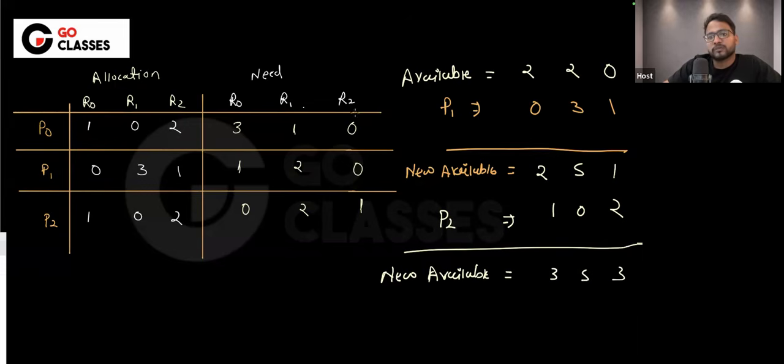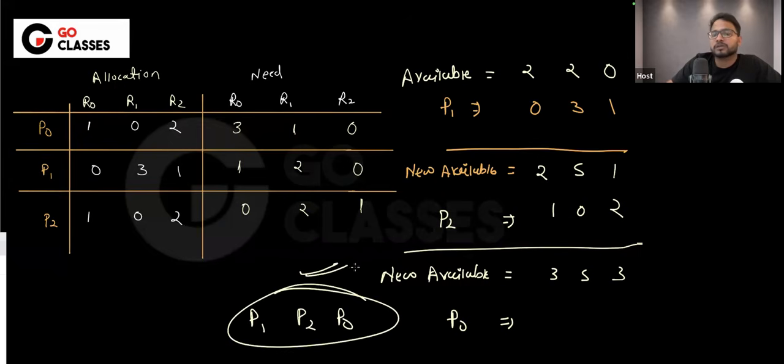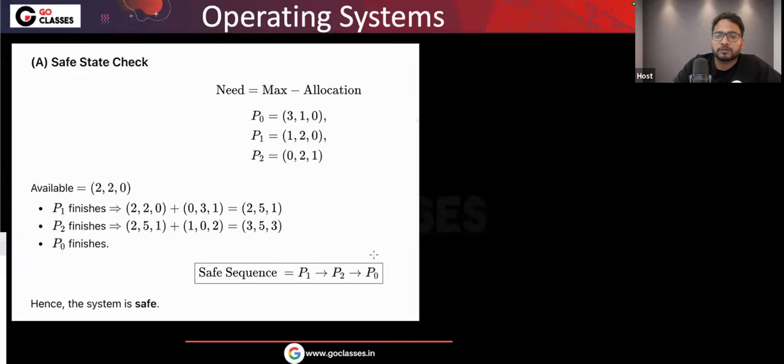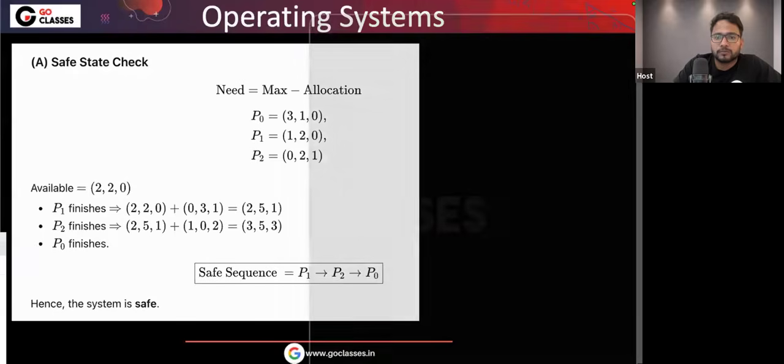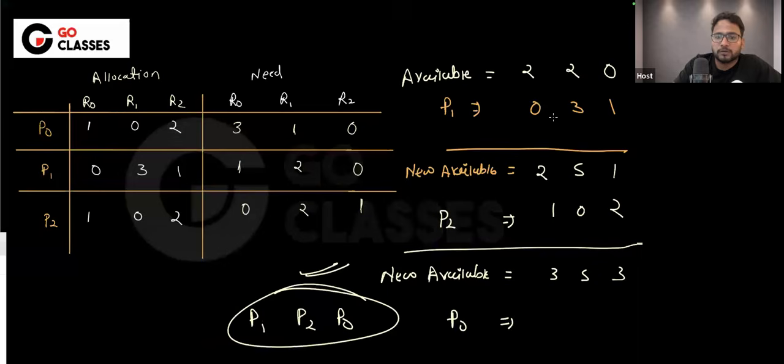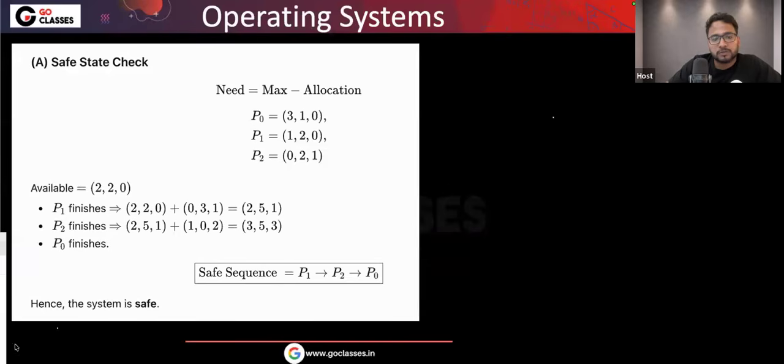With this 353, obviously you can fulfill this, right? Now P note can be fulfilled. Understood? So P1, P1, P2, P note. This is your answer if someone asks you the safe sequence, right? P1, P2, P note. This is your safe sequence.